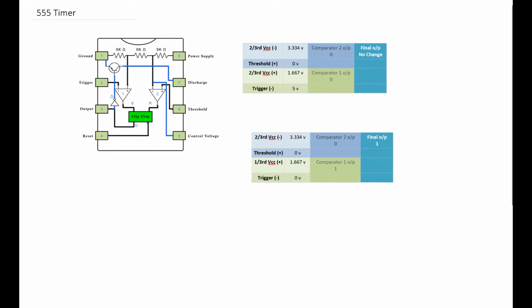Now when we pressed the trigger, we said the voltage would go down to 0 volts. So in this case, the changes happen solely to comparator 1 over here, which is now comparing 0 volts at the inverting terminal, the trigger, and 1.667 volts coming from the voltage divider at the non-inverting terminal, which would give comparator 1's output as 1. Now again, the output of comparator 1 goes to the set of the flip-flop. So when S is 1, the flip-flop would get set and would give us the output as 1. So that is the output that we get at 1.